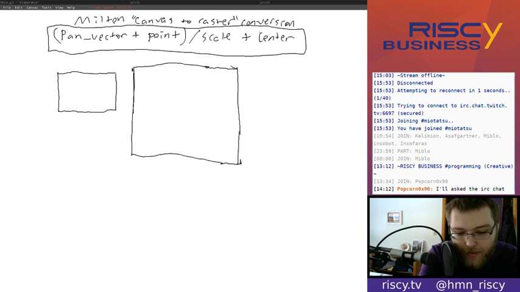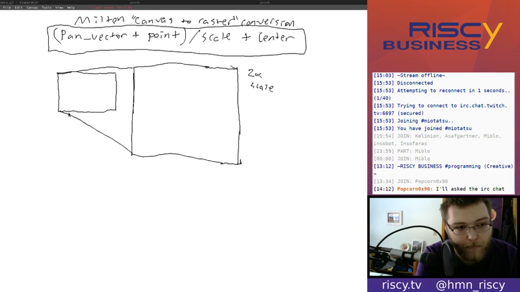So we're going to say this is 2x scale. So these are the same thing. That's the idea here.